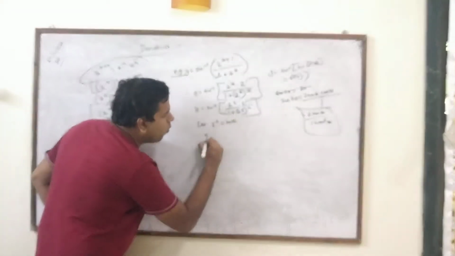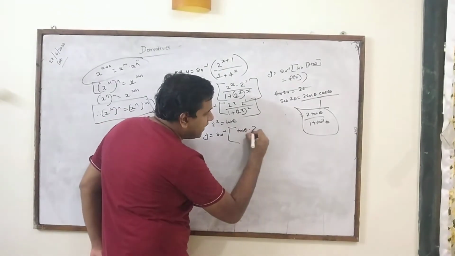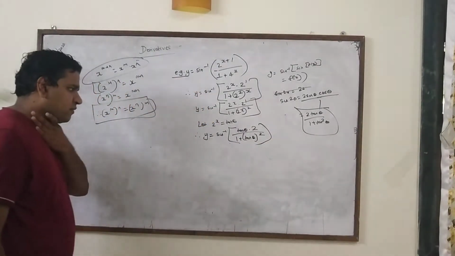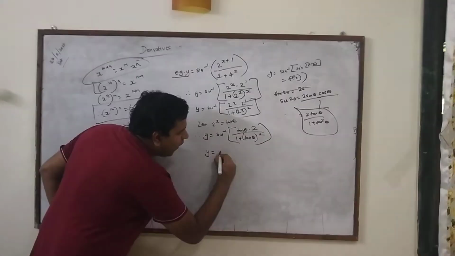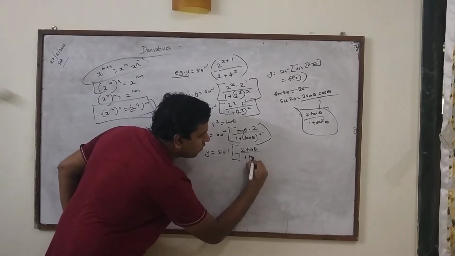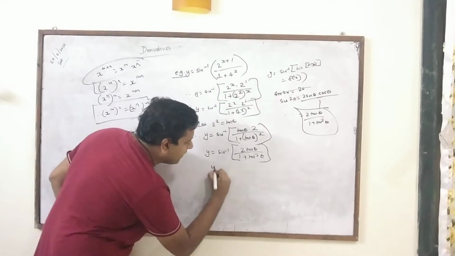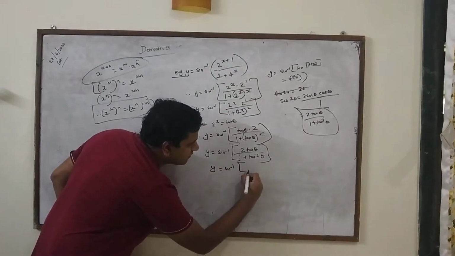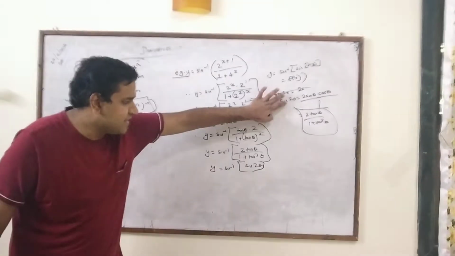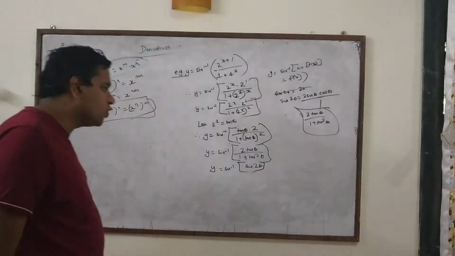So y is equal to sine inverse tan theta into 2 upon 1 plus tan theta the whole square. So y works out to sine inverse 2 tan theta upon 1 plus tan square theta. Y is sine inverse sine 2 theta. Y is equal to sine inverse sine 2 theta. I am replacing 2 tan theta upon 1 plus tan square theta as sine 2 theta.